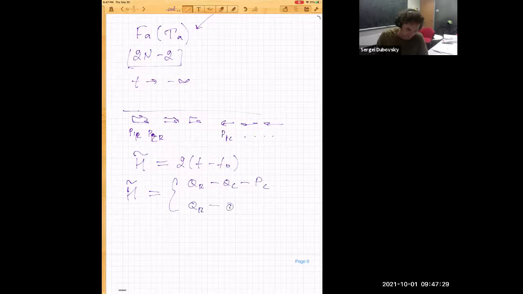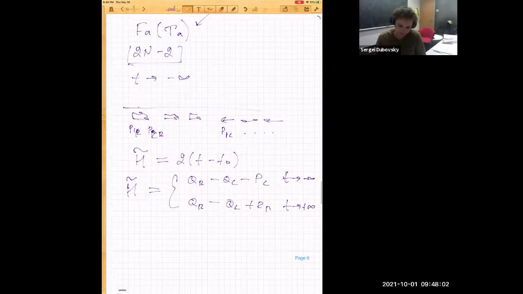Q_R minus Q_L plus P_R, at t to minus infinity, and at t to plus infinity, Q_R minus Q_L minus P_L. Here Q_R is the position of the rightmost right mover, Q_L is the position of the leftmost left mover, and P_L and P_R are the total left moving and right moving momentum. So there is a quantity linear in time with these asymptotics.